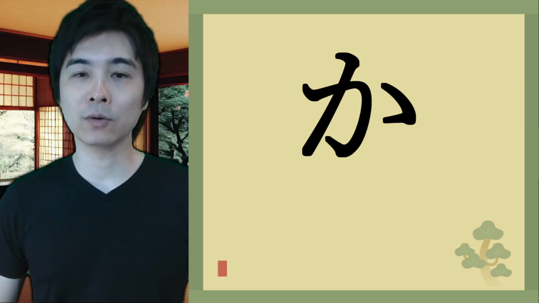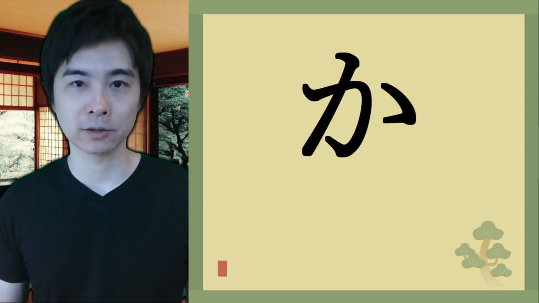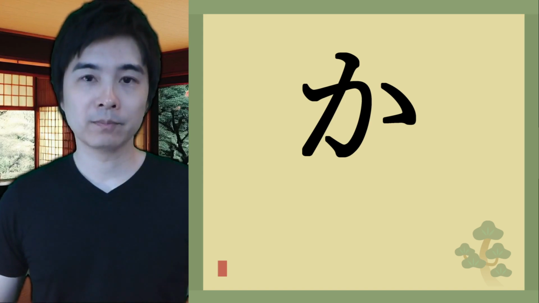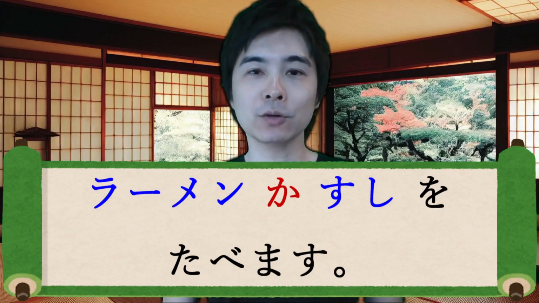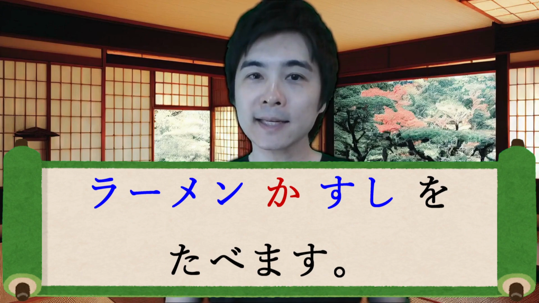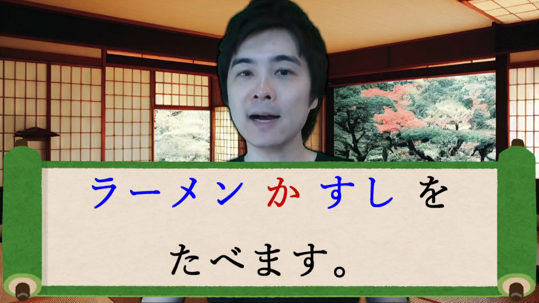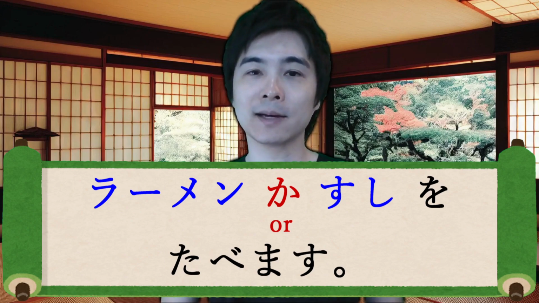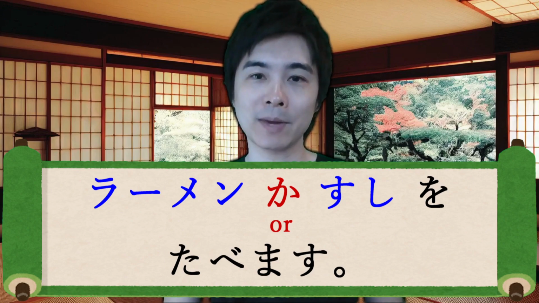Next particle that we will review is ka. Ka is also a parallel marker. We have already checked that to has a usage as a parallel marker. To means and, but ka means or. For example, ラーメンか寿司を食べます means I eat ramen or sushi. Just like to, ka can also be placed in between two nouns as a parallel marker. But ka means or. So ラーメンか寿司 means ramen or sushi. So ラーメンか寿司を食べます means I eat ramen or sushi.